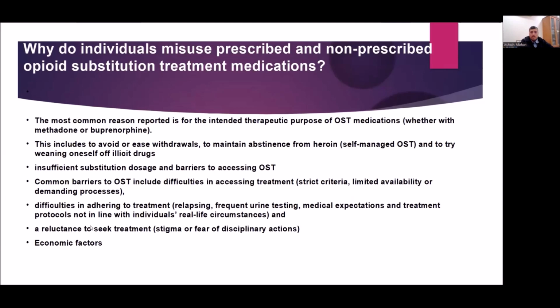So the most common reason reported for intended therapeutic use of OST medication is to avoid or ease withdrawal, to maintain abstinence from heroin, and to do self-treatment. So these are the three most common important reasons. This is what I wanted to emphasize, because this question often comes up: how long to give, why give, why this much dose? See, the patient has come for treatment. You have to fulfill your role as a physician so that you treat his withdrawal adequately, maintain abstinence if possible, and also wean him away from illicit drugs.